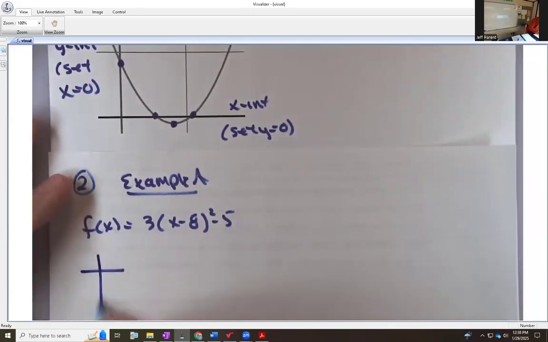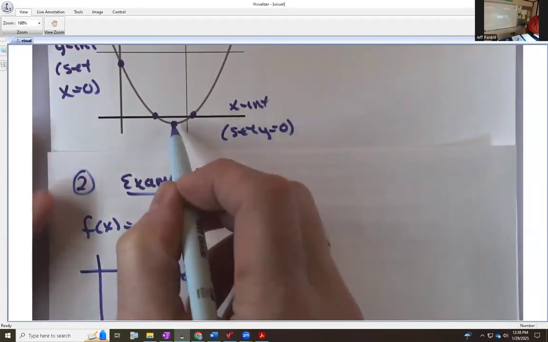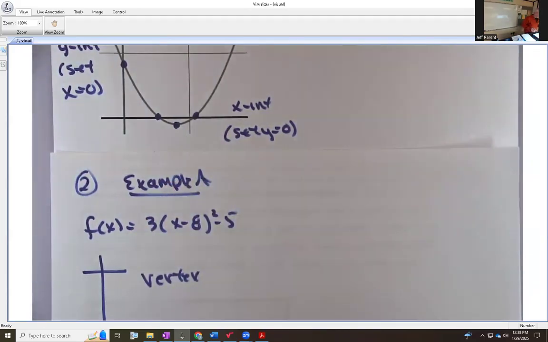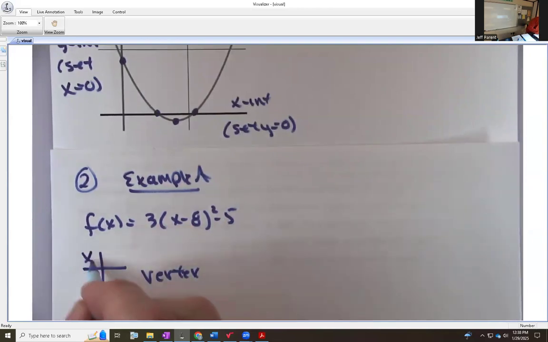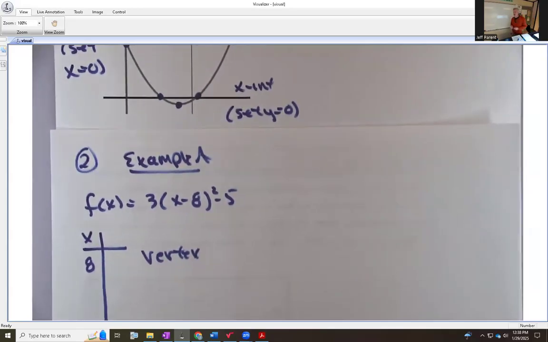So let's start out with the vertex. The vertex is as small as it's going to get. And when you're squaring 0, you're not going to get anything smaller. So that's going to be when x equals 8. Now let's do a little thought experiment. Einstein was famous for his thought experiments. They call them Gedanken experiments.